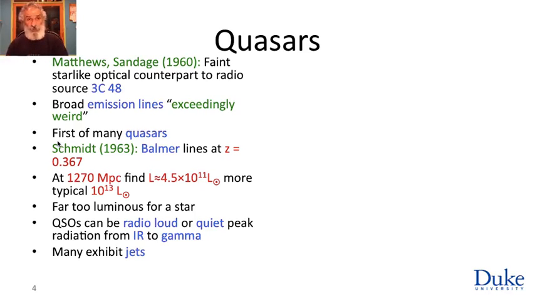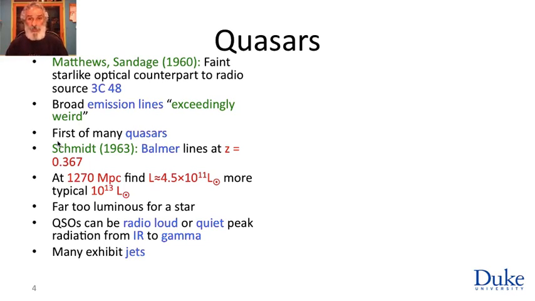Once they had an optical object, they again took a spectrum, and the spectrum was exceedingly bizarre. It was dominated by broadened emission lines riding a continuum, a familiar pattern, but these emission lines didn't look like the emission lines of any known element. They didn't recognize what was emitting them. Sandage is quoted as calling the spectrum of this object exceedingly weird. It was termed a quasi-stellar radio source, or QSR, soon abbreviated to quasar. This was the first of many quasars.